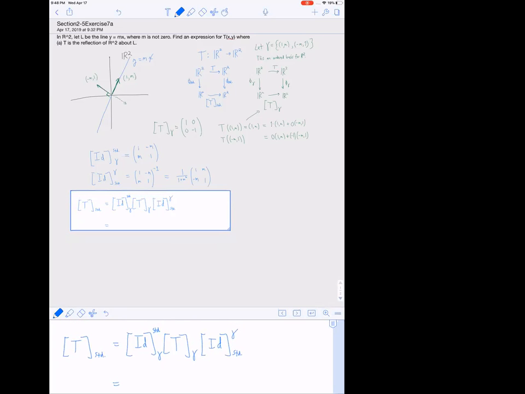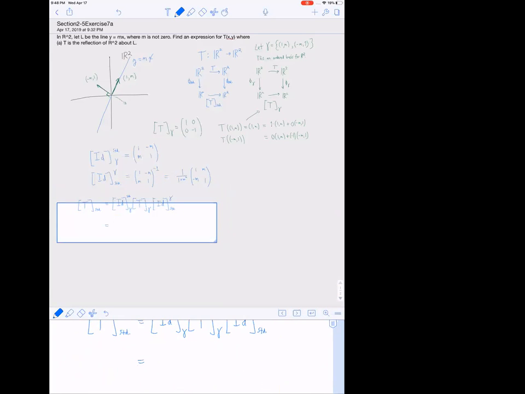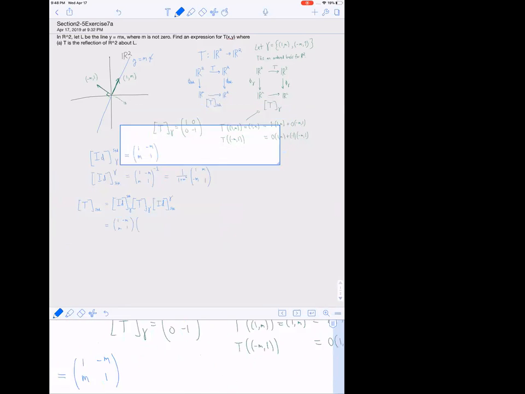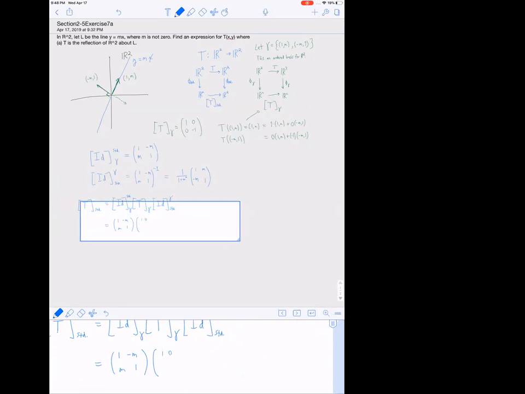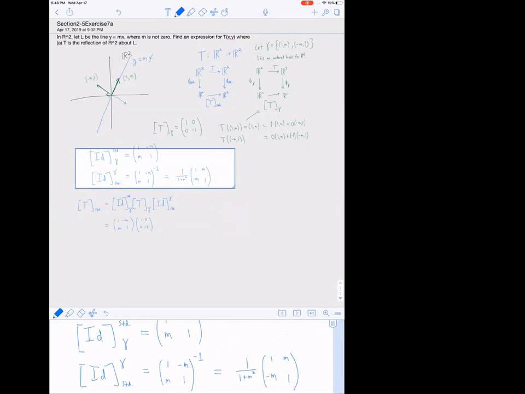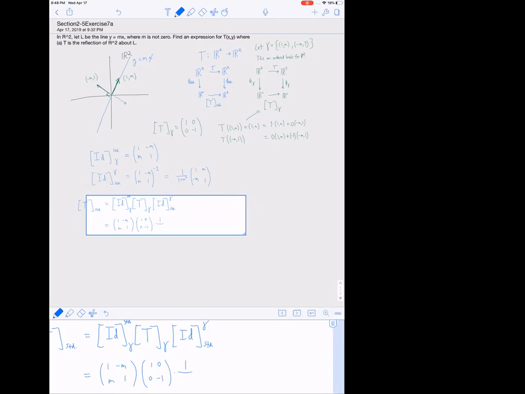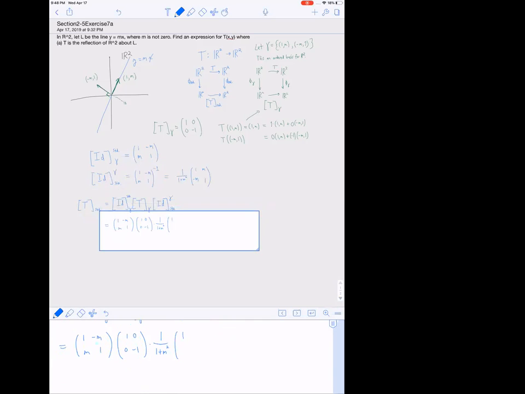We said the identity with respect to gamma then standard, that's this 1, minus m, m, 1. Then T with respect to gamma, that was this really nice matrix: 1, 0, 0, minus 1. And then the identity with respect to the standard basis and then gamma, well, that was the one we computed by using the inverse. So that's times this constant 1 over 1 plus m squared times 1, m, minus m, then 1. And that's it. Let's just do this matrix multiplication.